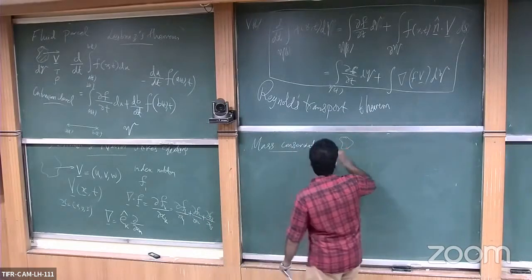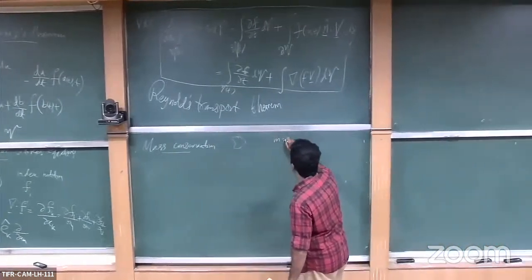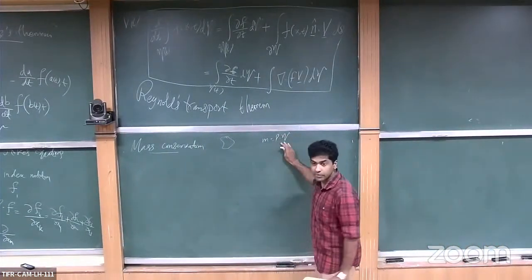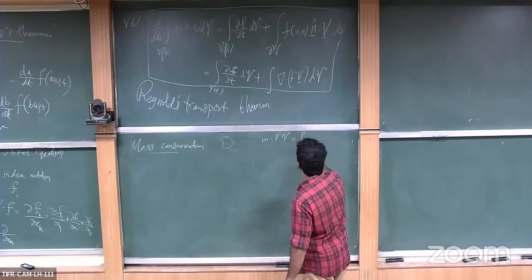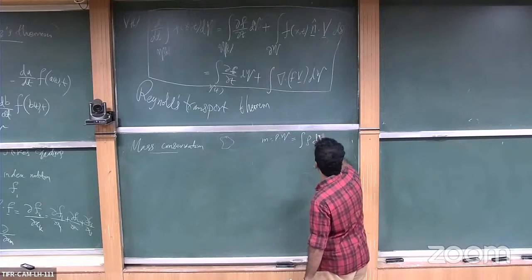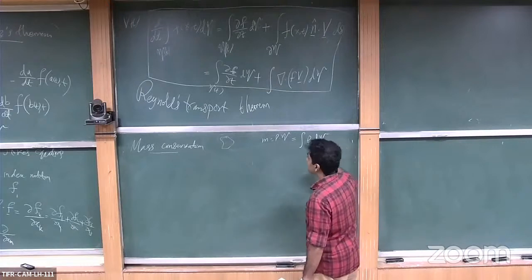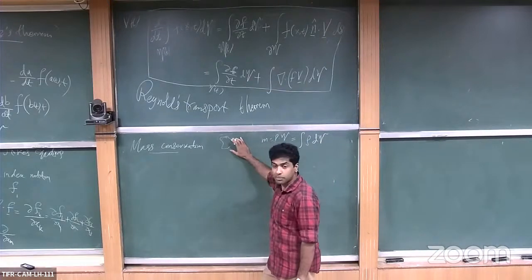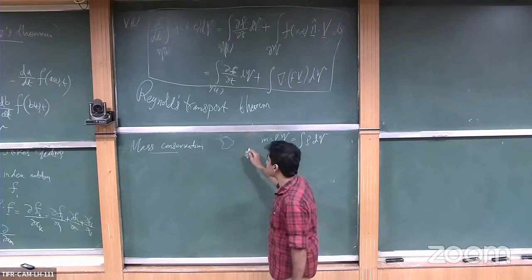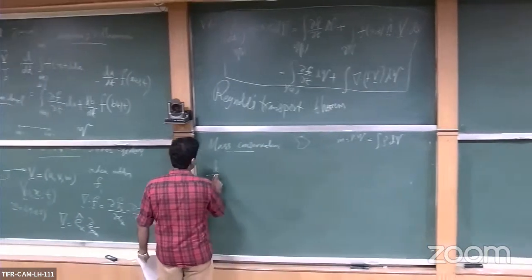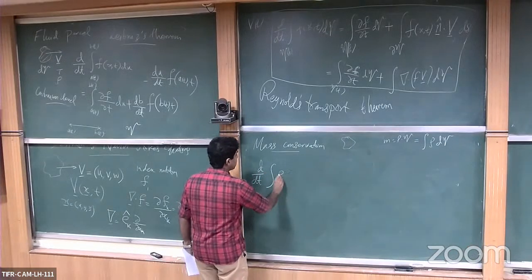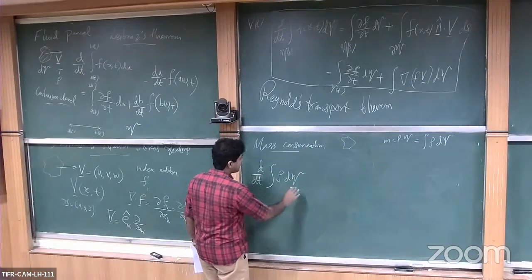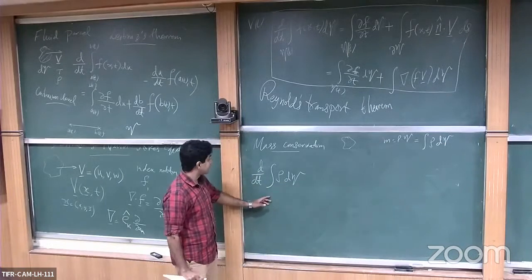For a fluid parcel, mass I can write as density times the volume. This is the mass, right? So the mass of the fluid parcel, if I write it as a volume integral, is the integral of rho dV. Now the mass of the fluid parcel is conserved as it moves along with the fluid. So d/dt of the integral of rho dV has to be zero. This is zero because mass is conserved.